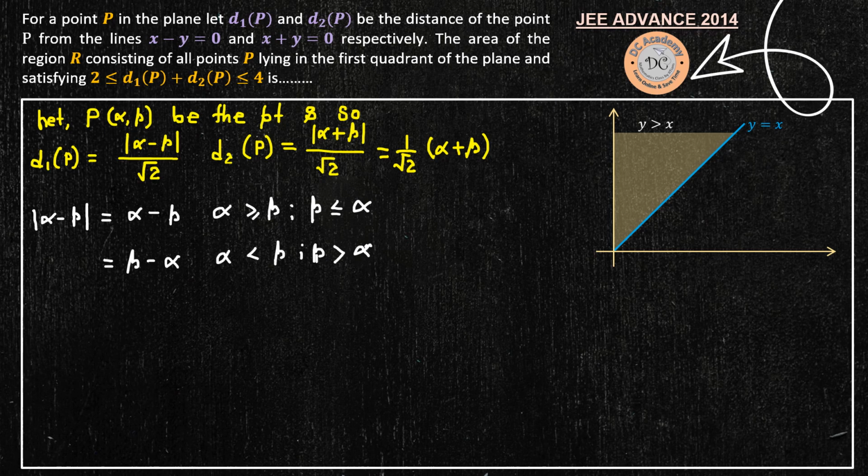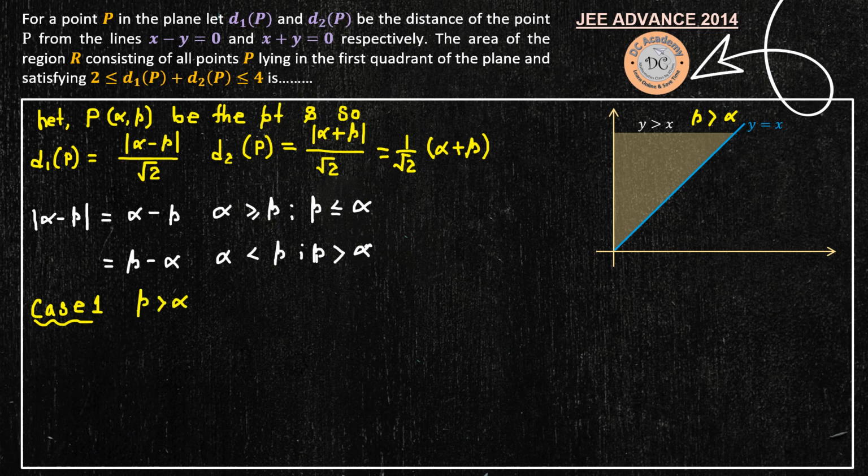So therefore, in this particular region, it is observed that beta is greater than alpha. So we can say that the definition of d1 of p is beta minus alpha. So if I consider case 1, where we consider the case that beta is greater than alpha.